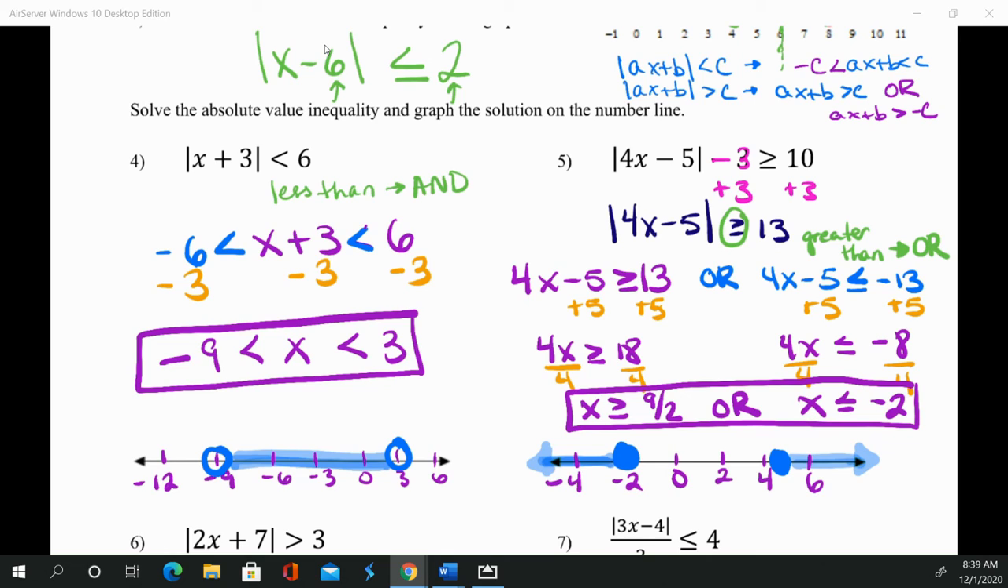Okay, so isolate first, then determine is it an and inequality or is it an or inequality. Set up your inequalities and then solve and graph. And the quiz is open note, so by all means, have these rules somewhere accessible to you when you take your formative.